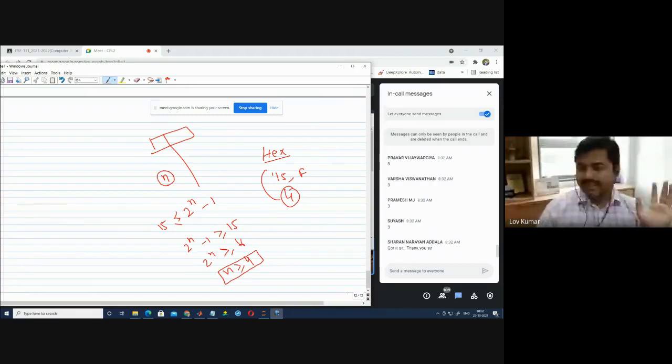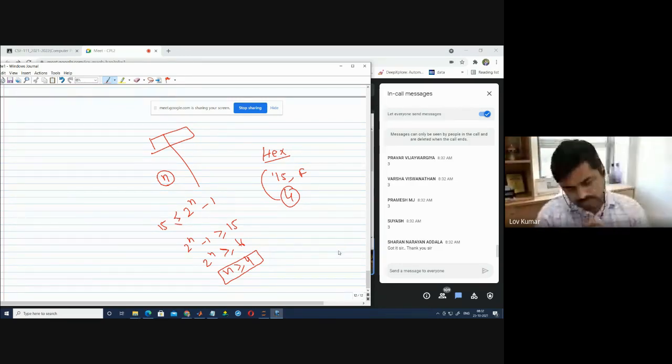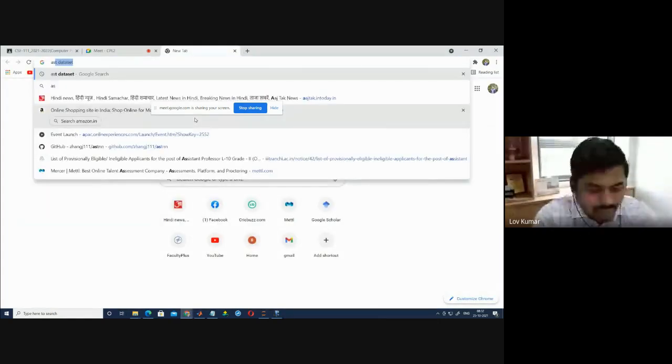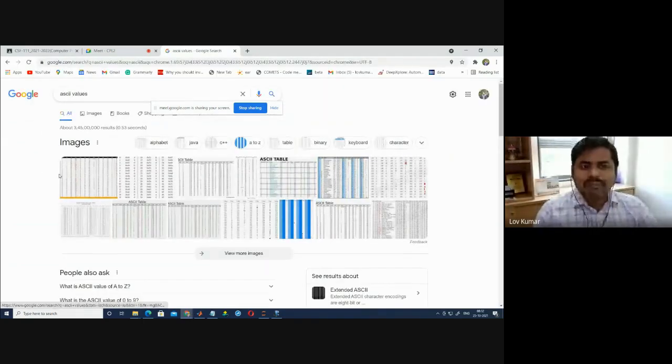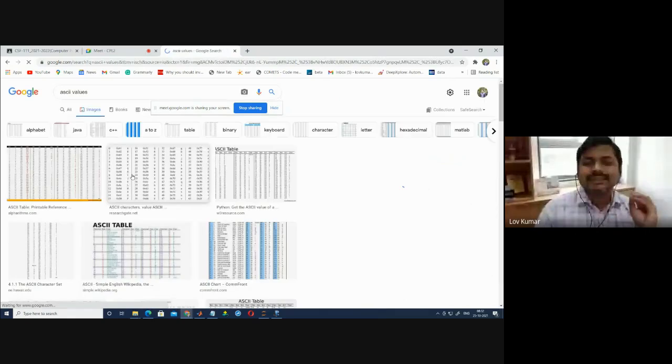Okay. Clear? Now the question is how we are going to store the character value. For integer values, you already know how to store them. But now we'll see how to store the character value. Here we are using a table called ASCII values, and we will only remember the ASCII values of 2 characters.